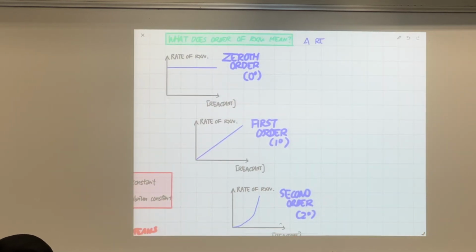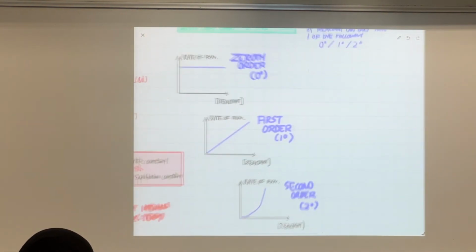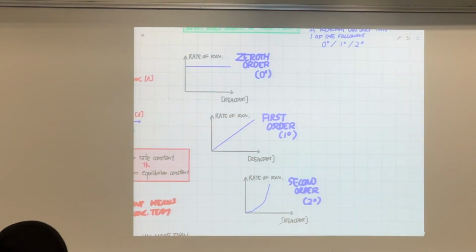A reactant can only have one of the following. That means it can either be zero order or first order or second order, but never more than one order at the same time. So what does zeroth order mean? Zeroth order means no matter how you change the concentration of reactant, does the rate change at all?